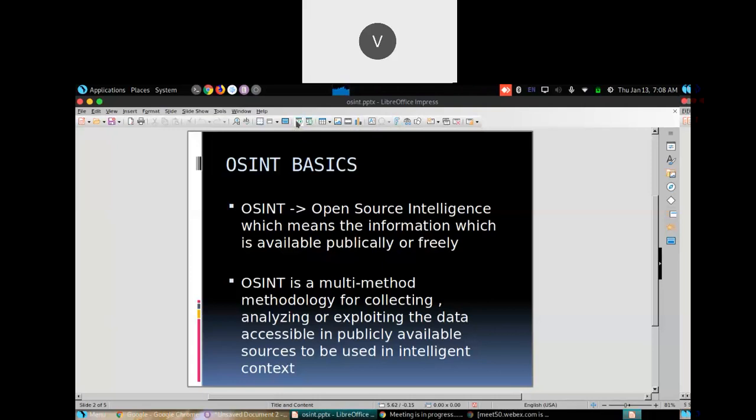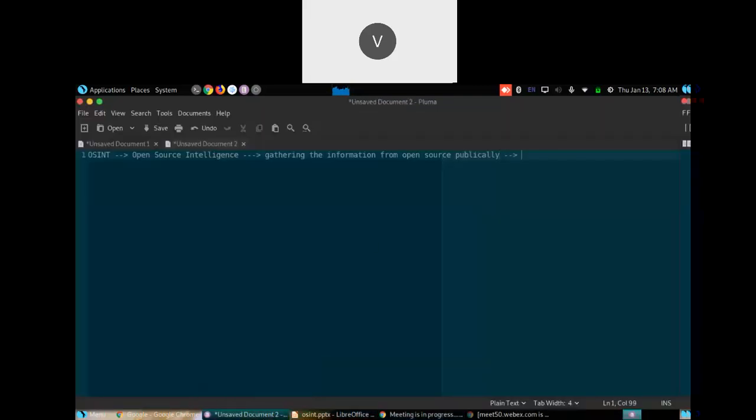For OSINT, what are we going to use? We are going to use the normal internet, or you can say information available publicly. So where can we find this sort of information? Nothing special, just the information which is available on Google, or on social media, or on websites, normal business pages. All the information that is available in public, if we gather that, then it is called OSINT.